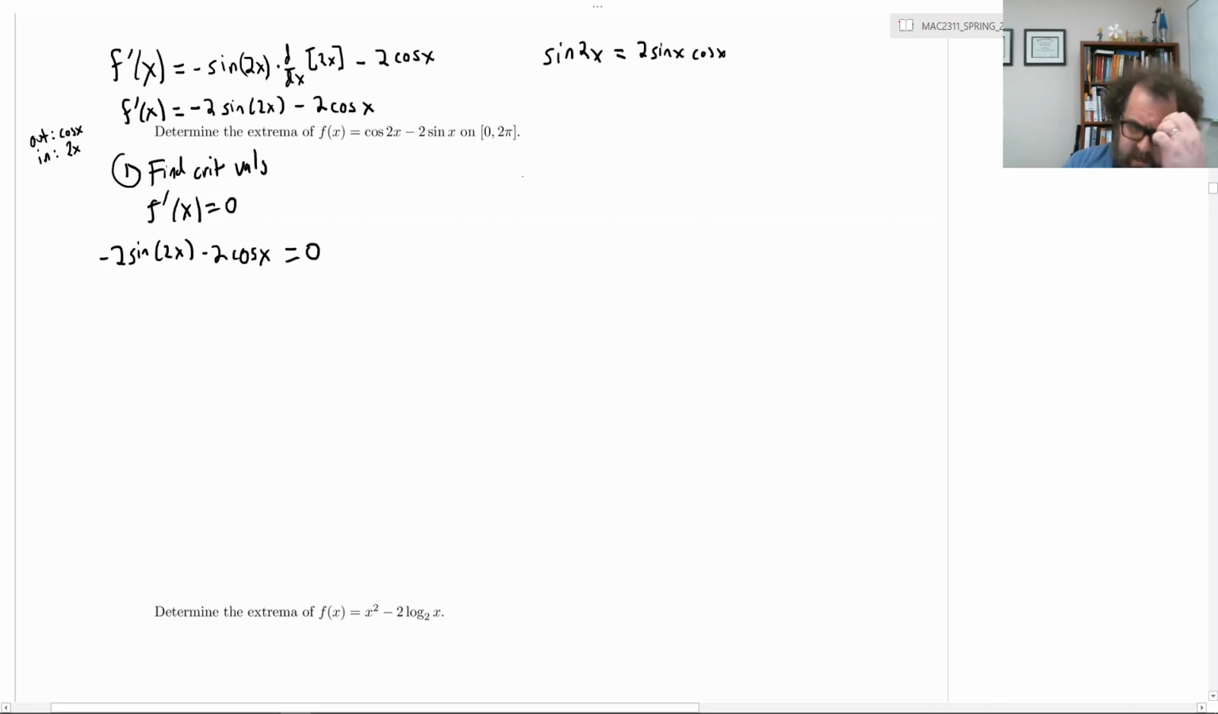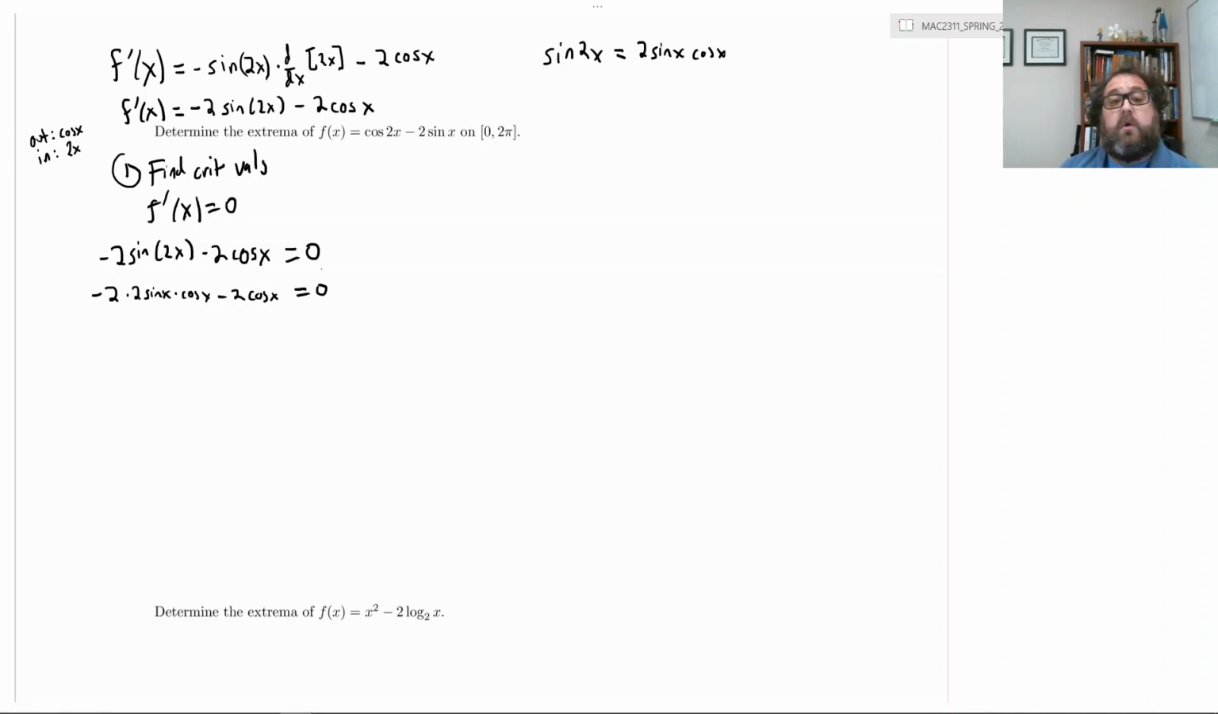Okay, so that'll allow us to rewrite that sine function without the double angle, just a regular x instead of 2x. So we have negative 2, and then by substitution, times 2 sine x times cosine x, minus 2 cosine x equals 0.